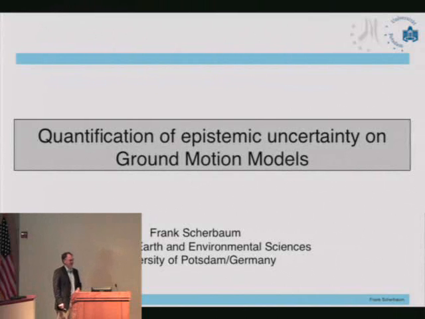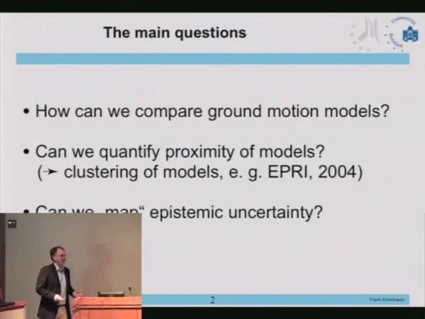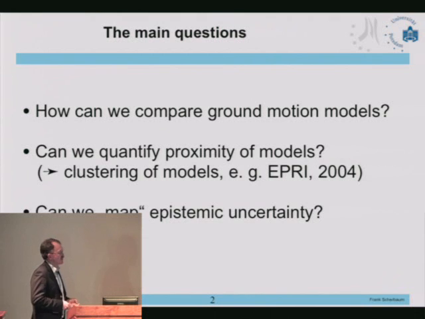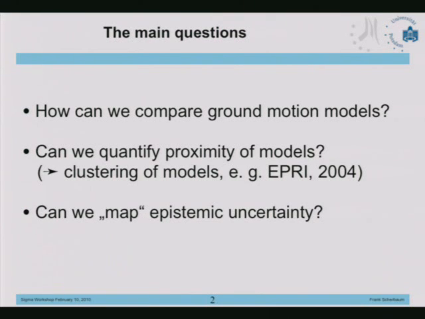So what I'm going to talk about this afternoon is epistemic uncertainty. The kind of concrete questions which I want to address are all related to the comparison of models. In the EPRI 2004 study, for example, the definition of ground motion model clusters was a major issue, which is closely related to the question if we can quantify the proximity of models. What I will try to show is that we can actually visualize this proximity in an intuitive way. In other words, we can map epistemic uncertainties, provided we perform a simple transformation of our models.